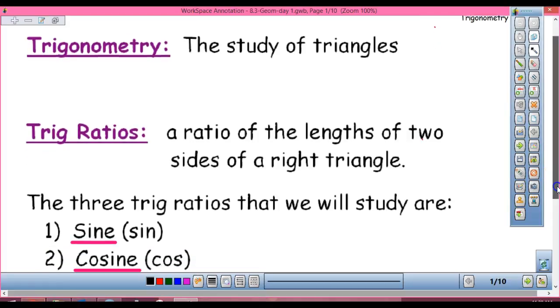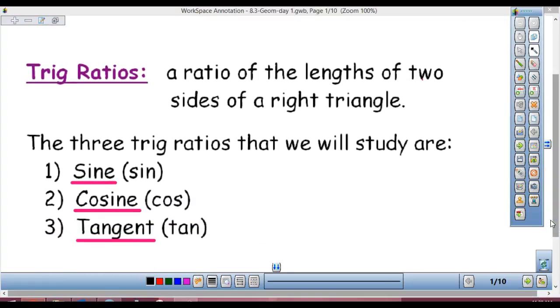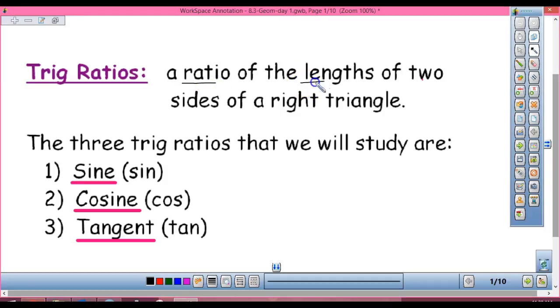All right, so what's going to happen is a trig ratio. It's a ratio of the lengths of the two sides of a right triangle. Okay, so we're just going to take two sides of a triangle and we're going to make a ratio out of it, or a fraction.